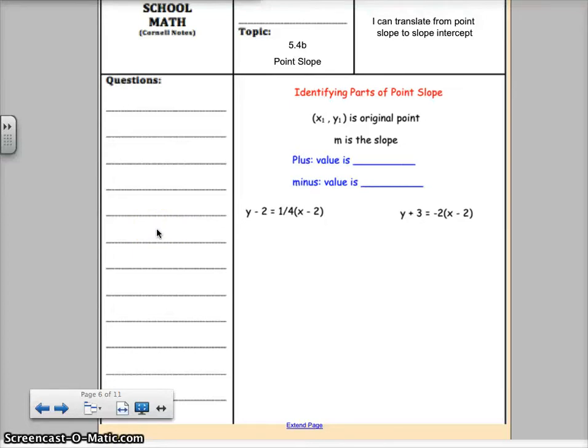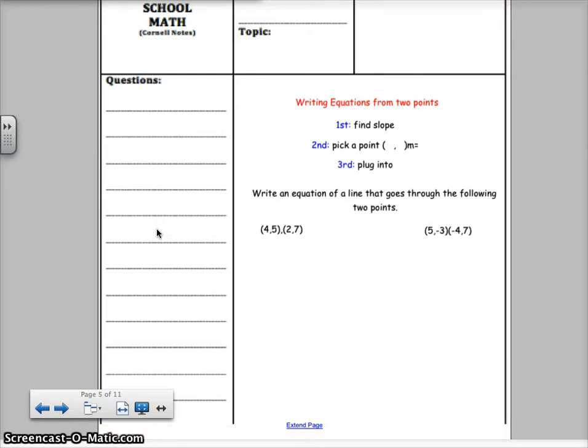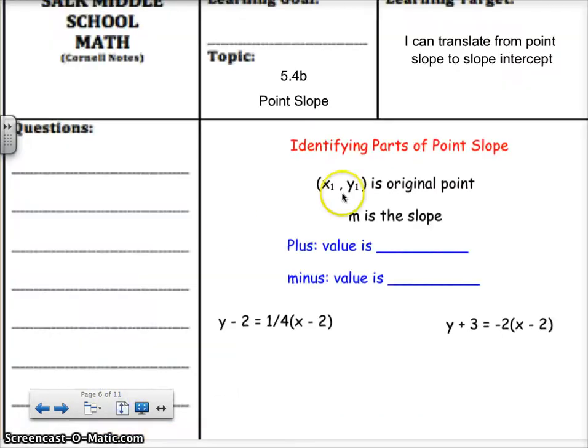Okay, you are going to translate today from point slope to slope intercept form of an equation. So you need to know the parts of point slope form. x of 1, y of 1 is the original point. That's the original point you're given. It's the beginning. M is the slope. The slope is second y, take away the first, over second x, take away the first.